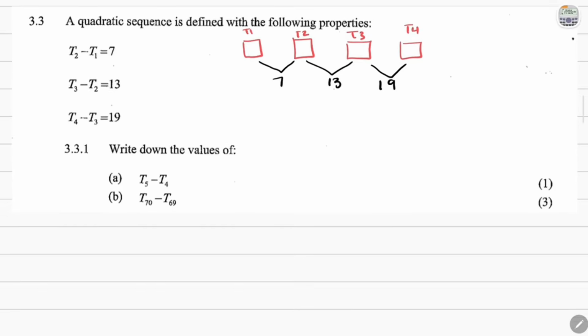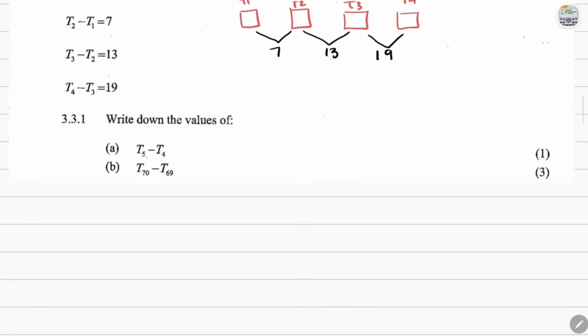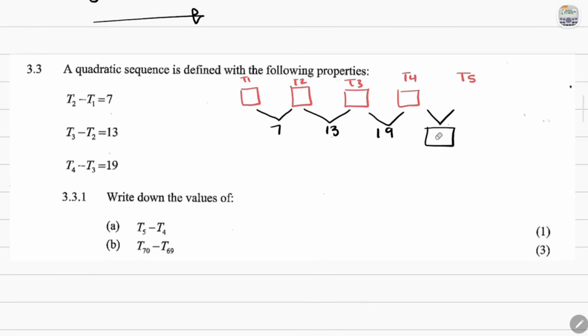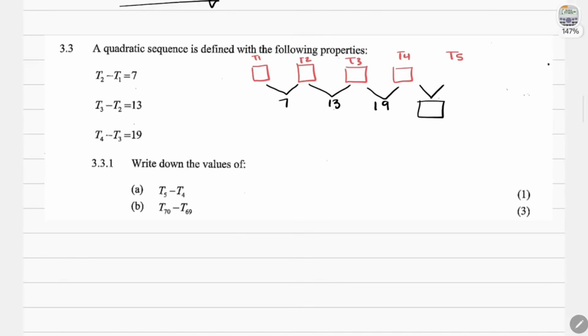And they ask us to write down the values of, and the first one is term 5 minus term 4. Okay? If you know how this is going, you'll be able to find term 5 minus term 4. That is the what term in the first difference? So that would be the fourth term in the first difference. So we don't really need to find a formula. You just see how these ones are going. How did you get from 7 to 13? You simply added 6. So you said plus 6.